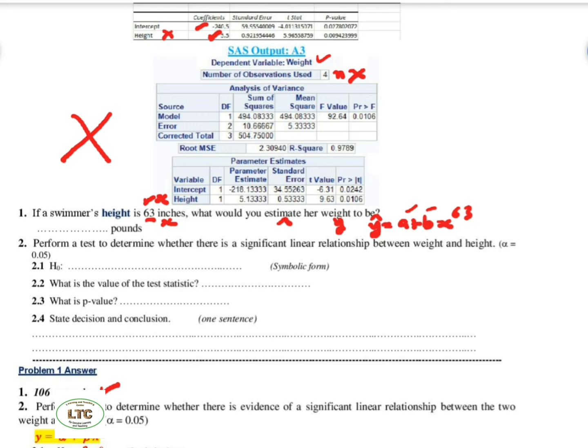The next question. Perform a test to determine whether there is a significant linear relationship between weight and height in the population. Y hat is alpha plus beta X in the population. If beta is 0, then the equation does not show any relationship between X and Y. If beta is not 0, if X changes, beta X will change, therefore Y hat will change. We will see the relationship between X and Y. Therefore HO, beta is 0, and HA, beta is not 0.